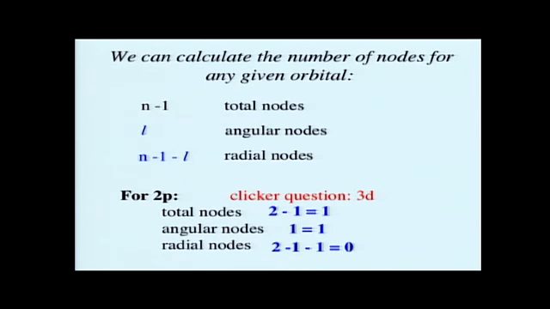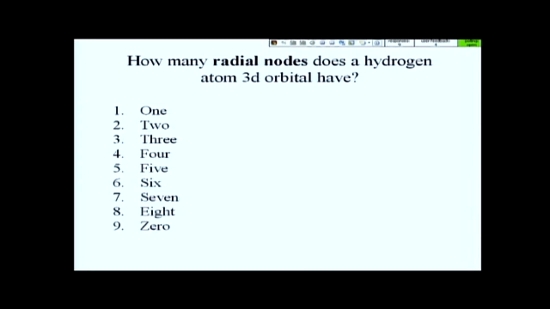So let's have you try one more, if we can switch over and talk about a 3D orbital. So I'm asking very specifically about radial nodes here. How many radial nodes does a hydrogen atom 3D orbital have? So you can go ahead and take 10 seconds on that.